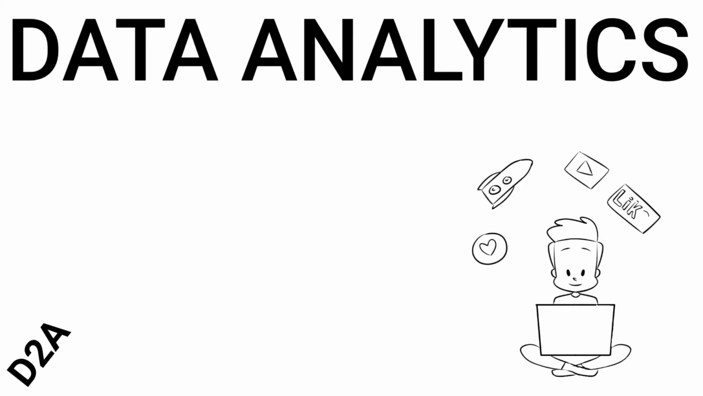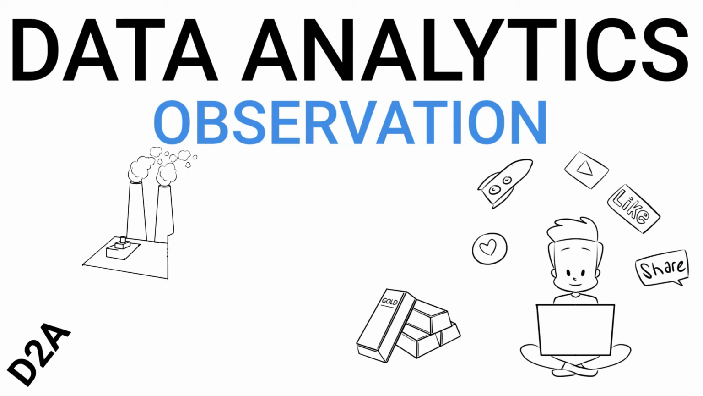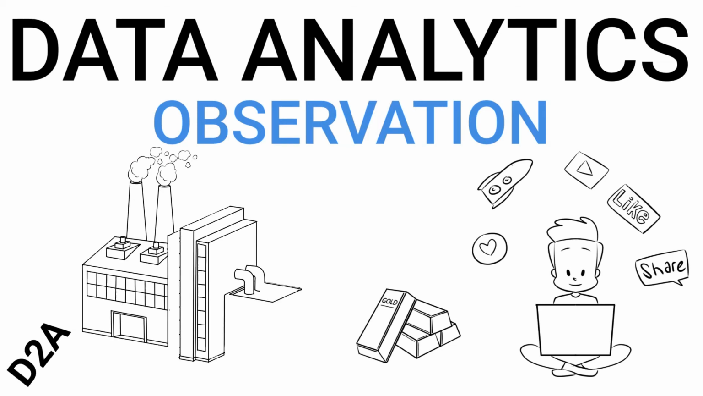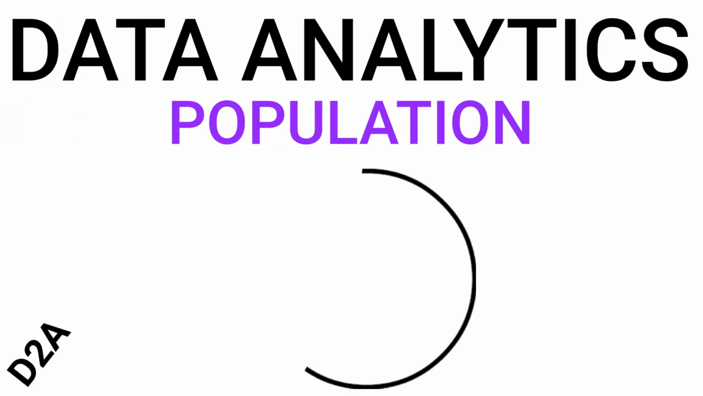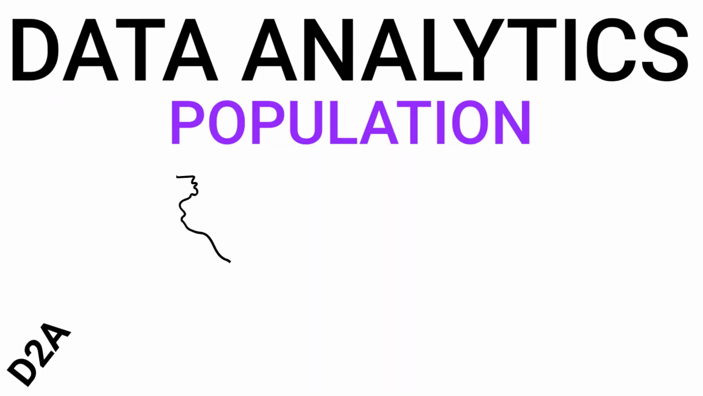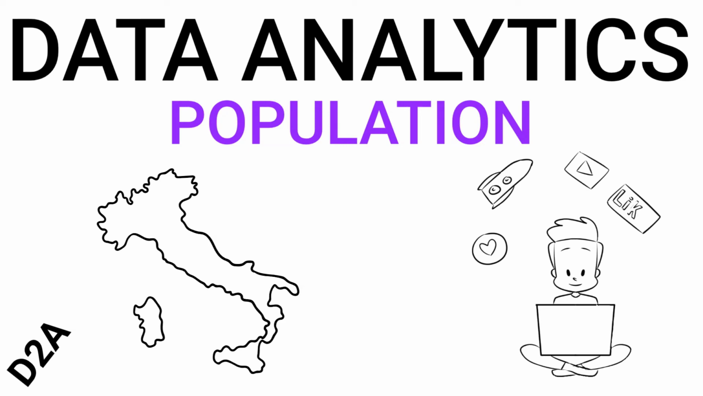First of all, we take a look at the term observation. An observation is the unit we want to analyze. For example, people, chocolate bars, or companies. The term population comprises all possible observations we would like to analyze. For instance, the population of Italy, all YouTube users, all chocolate bars sold within a month.